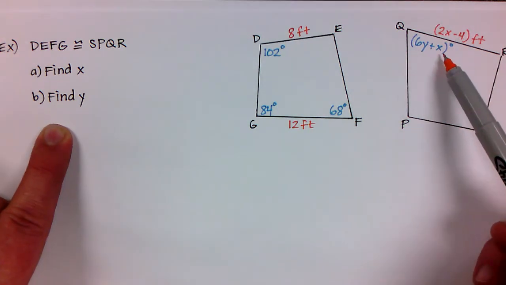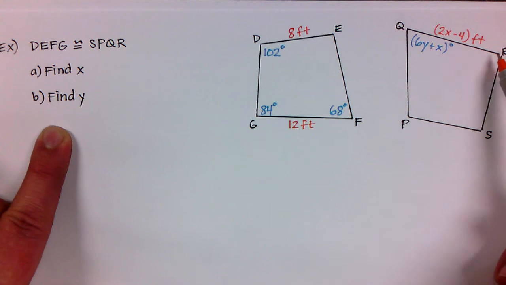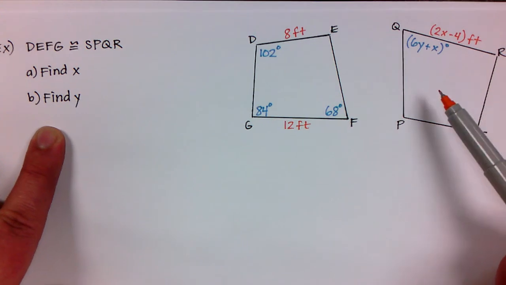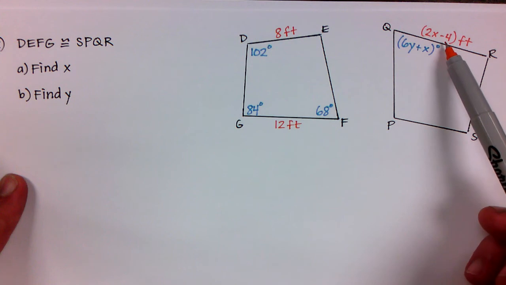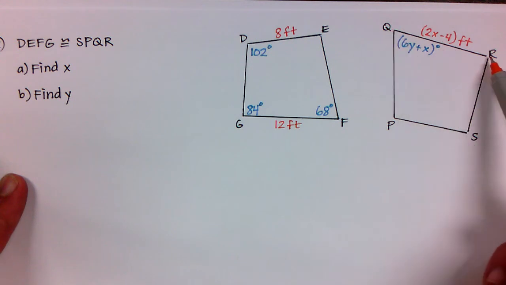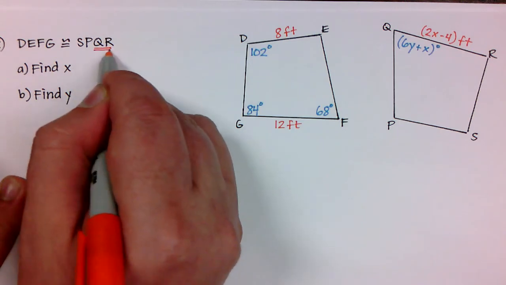This one has a Y and an X in it, and it's labeled as one of the degrees for the angle measurement, but this other one only has an X in it for the length measurement. So I think that's what I'm going to start with, okay? It's starting with the 2x minus 4. And this is from Q to R. So I'm looking up above, and Q to R is right here.